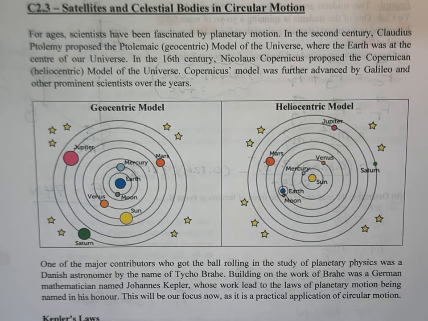So what we'd like to do now is take everything that we've learned about circular motion and start to apply it into more real world context. So we're going to look at the motion of satellites and we're going to look at the motion of celestial bodies, so like planets and stuff like that.